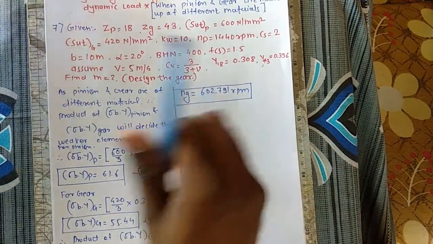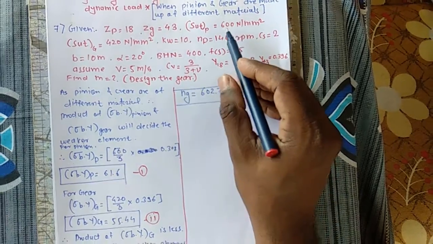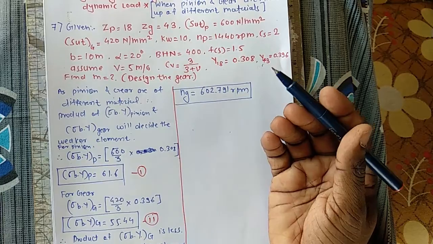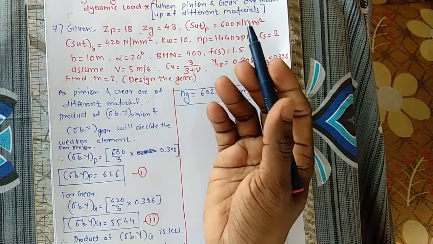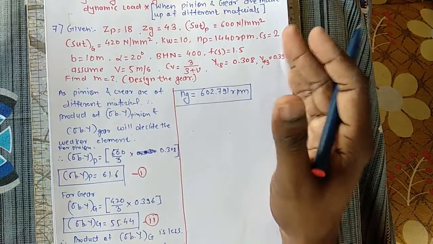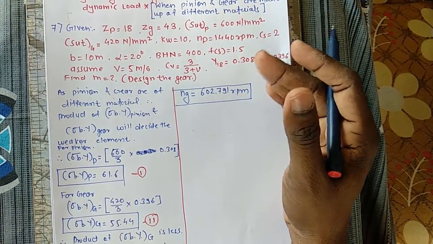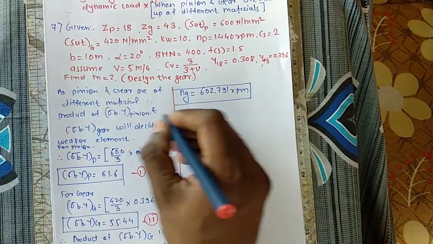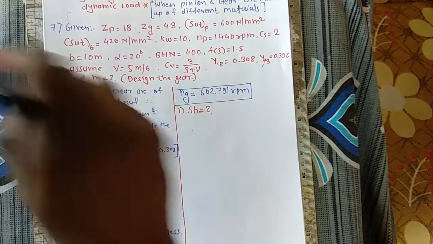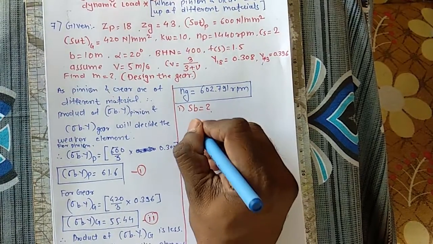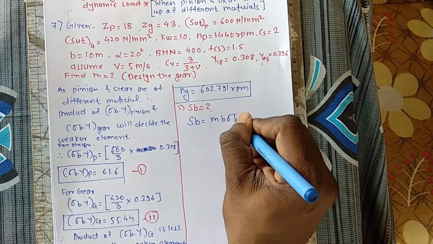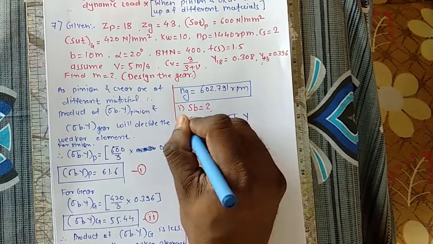So now what we will do, as we know SUT, we will find out the beam strength. We know SW, we will find out wear strength. Whichever is weaker, bending or wear, depending upon that we will design the gear. So first I will start with the value of beam strength. Okay, so I will write the equation for beam strength. SB is equal to M B sigma B into Y.